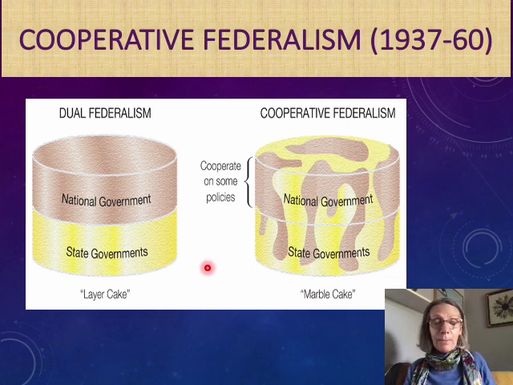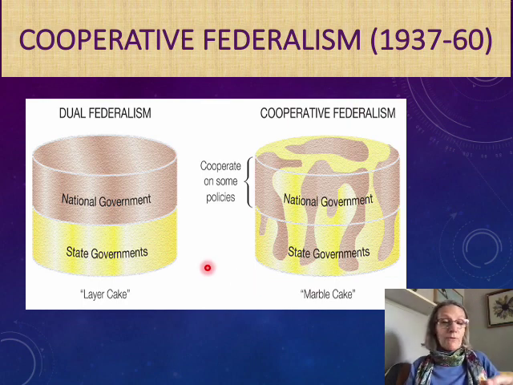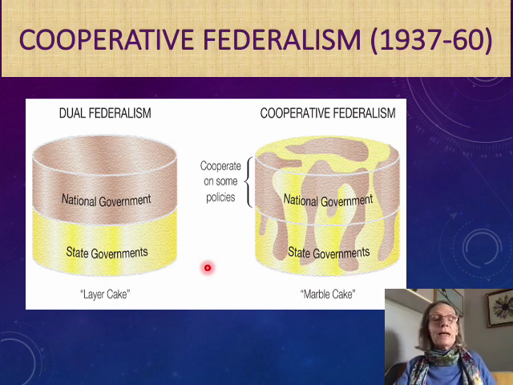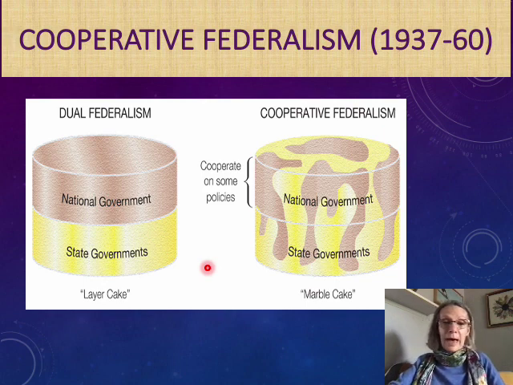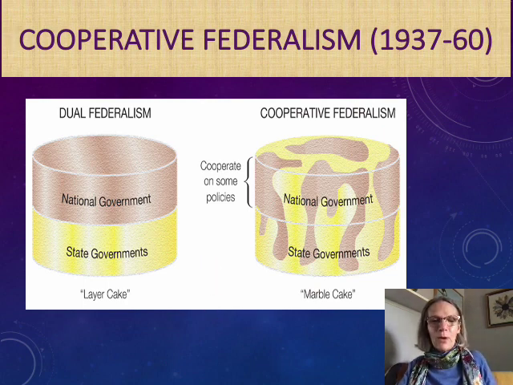I don't know if any of you have ever made a marble cake, but when you make a marble cake, you have vanilla batter, which is white, and chocolate batter, which is brown. Then you pour both of those batters into the cake pan, and you take a toothpick or a chopstick and swirl that batter around, creating a marbling effect. That is what cooperative federalism is, because there are no distinct layers. The national government and the state governments intermingle in order to create a delicious cake. In this case, it was a cake that was designed to alleviate economic despair.